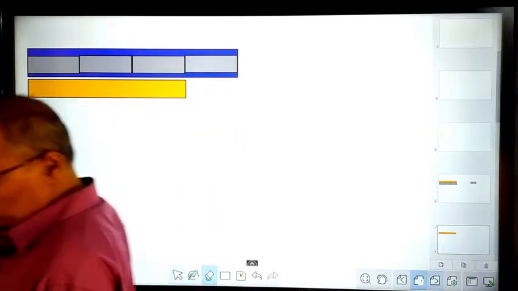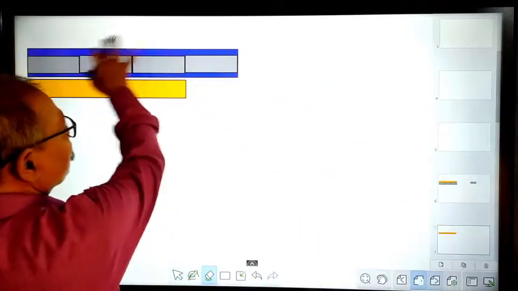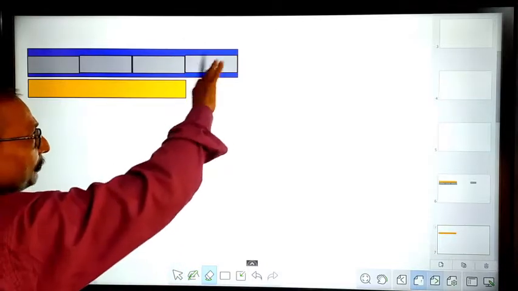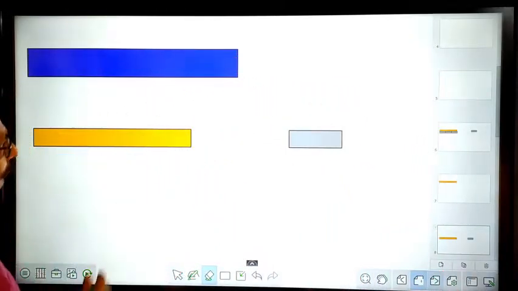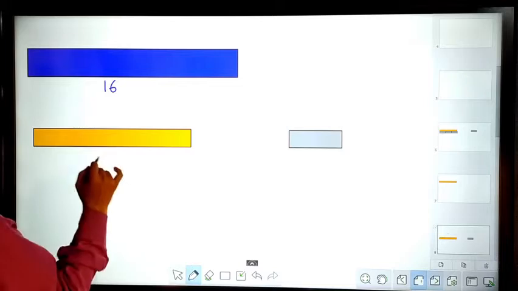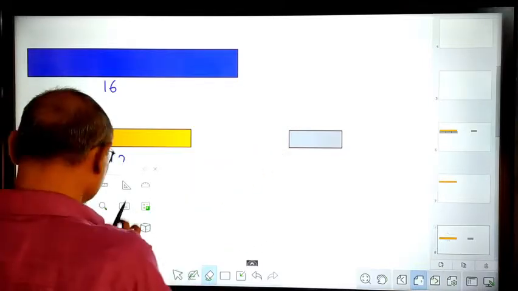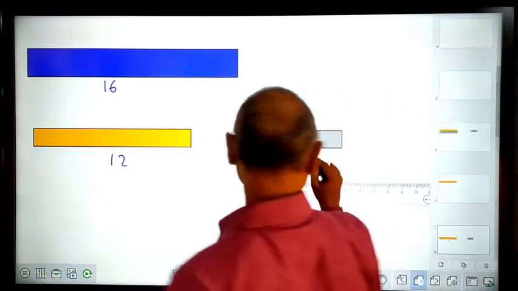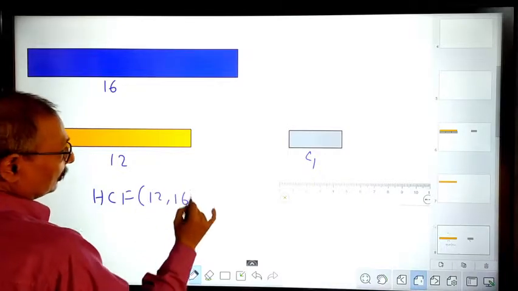First of all, I have shown with the activity that this particular length has completely divided this blue part of the rectangle. So this is perfectly divided by this one, and now we can conclude that this is the HCF of these two. As we already measured the lengths of these two, 16 and 12, now we want to measure the length of this rectangle. For that purpose we use the scale, and it is of 4 units. So clearly HCF of 12 and 16 is equal to 4.